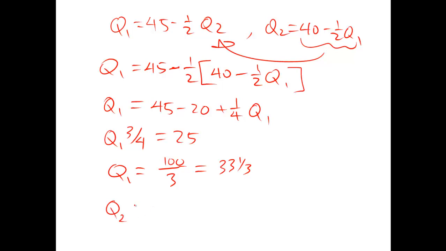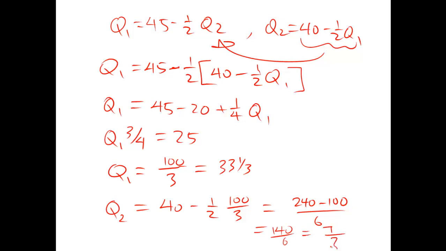How about Q2? Well, if we have some faith in our arithmetic, then we can plug Q1 into firm 2's reaction curve, and we get that Q2 equals 40 minus 1/2 times Q1. Let's just call Q1 100 over 3. So that means we have 40 minus 100 over 6, or 240 over 6 minus 100 over 6, all of which equals 140 over 6, or finally 70 over 3, which we could also say is 23 1/3.